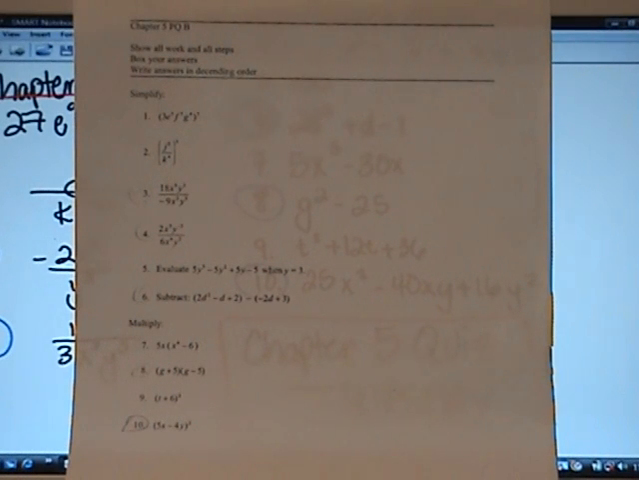Yes, sir. 3. Yes. 4. Yes. 7. Yes. 10. Yes. 7, I got circled. Yes, sir. 1. Yes. 5. No, I don't want to do the whole thing.